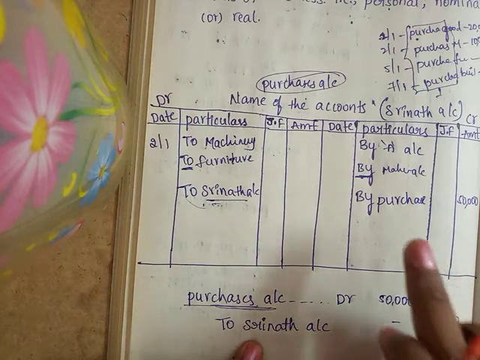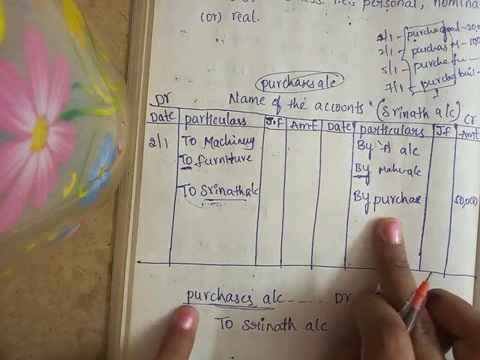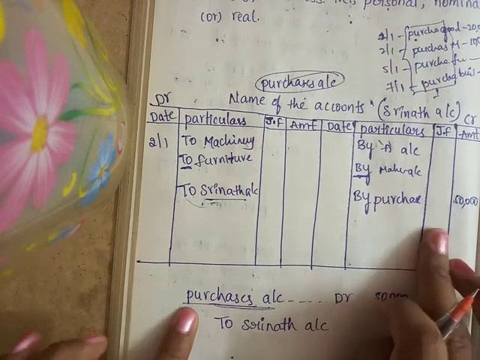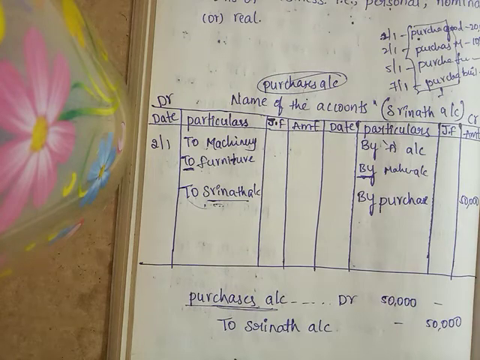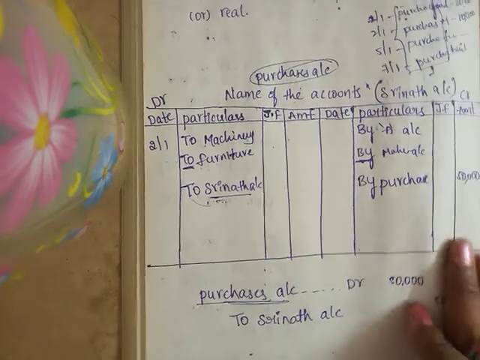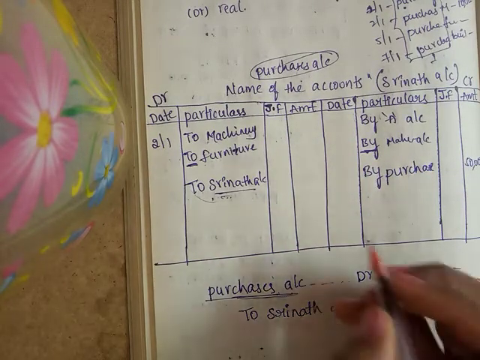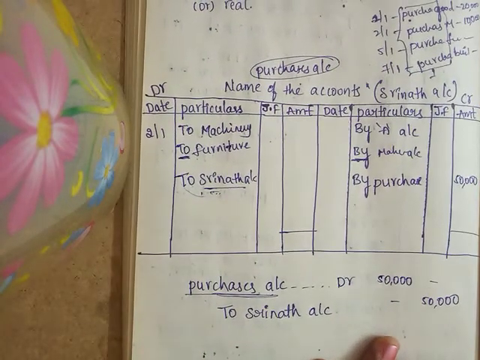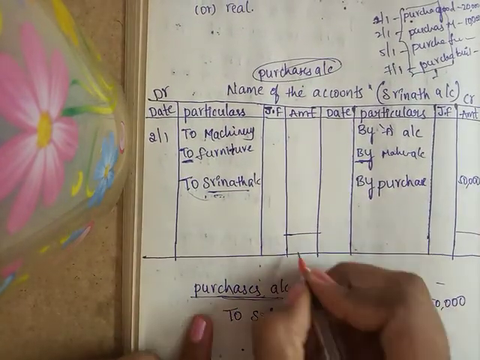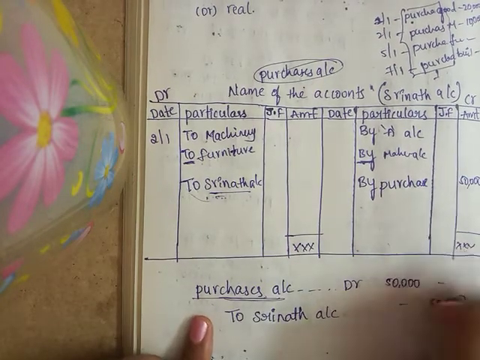So on the credit side, you have to write the opposite party. What is it? Purchases. Okay, by purchases. After posting all the items, the last step is to find out the closing balances. Why? Because we need to tally the debit and credit sides of the ledger account. Both debit and credit should be the same.